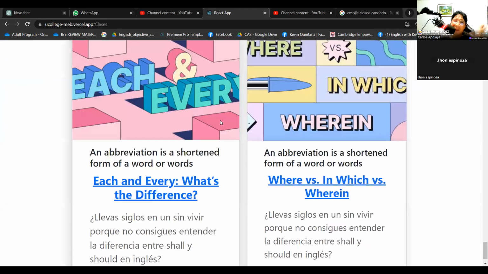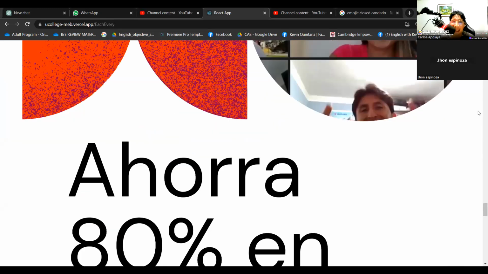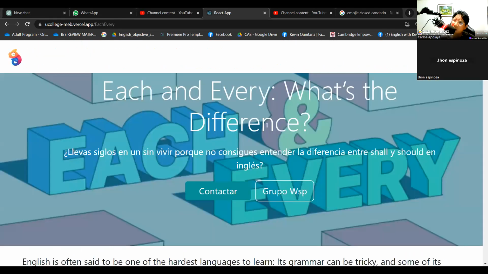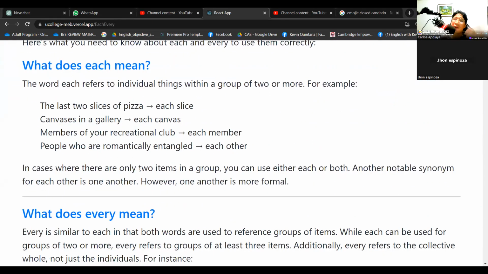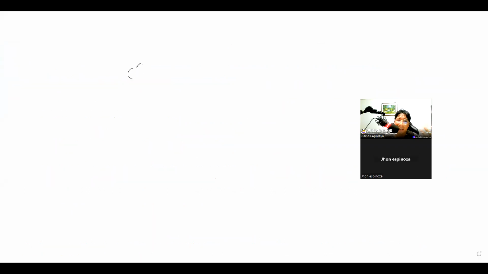Now, this is going to be a little bit difficult. Each and every. What's the difference between each and every? Everyone hates each and every. But it's very simple. Look at this. What does each mean? Let me draw something, because when I draw, you can understand better. So for example, imagine that this is my student. This is another person, a person, a person, of course.